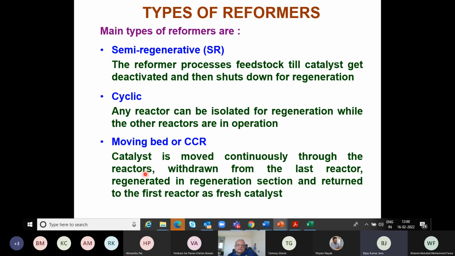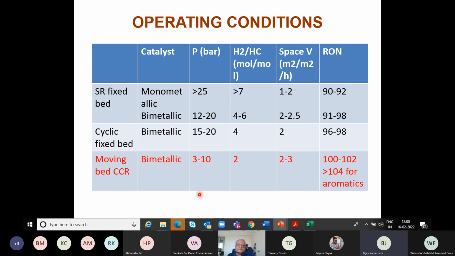In the moving bed, the catalyst is moved continuously through the reactor, so it's like a slow moving bed. The catalyst is then withdrawn from the last reactor and taken into another reactor where we pass air, in which the catalyst coke gets burnt off. That is called the regeneration section. Then the hot catalyst is returned back to the first reactor. So this is the classification of different types of reformers.